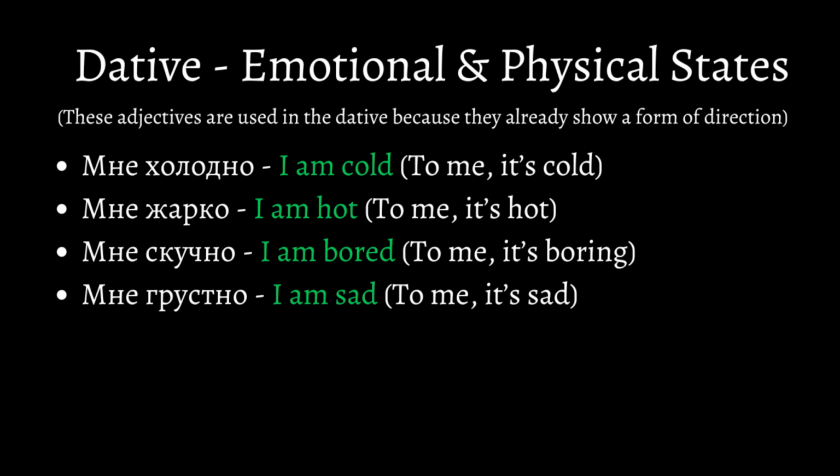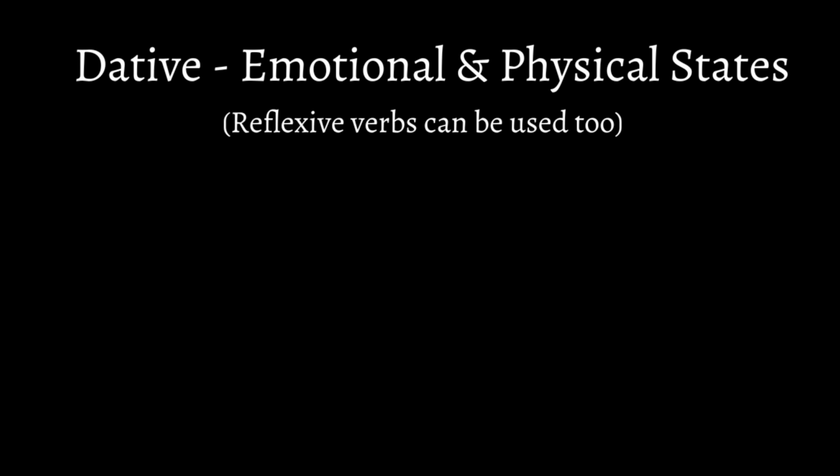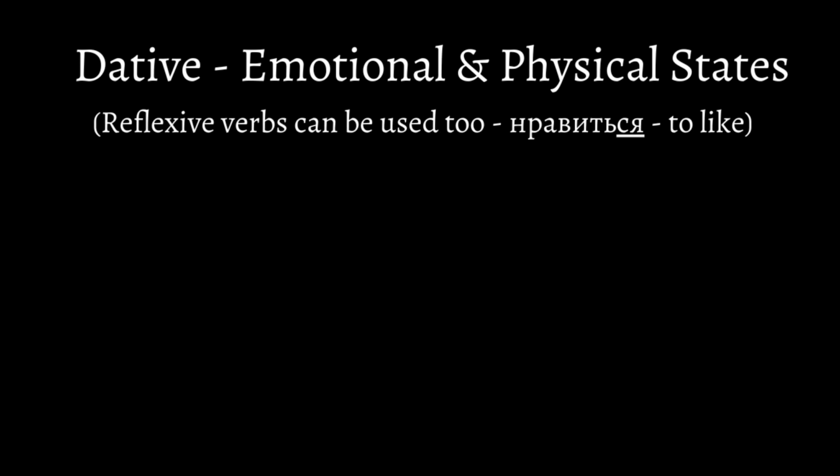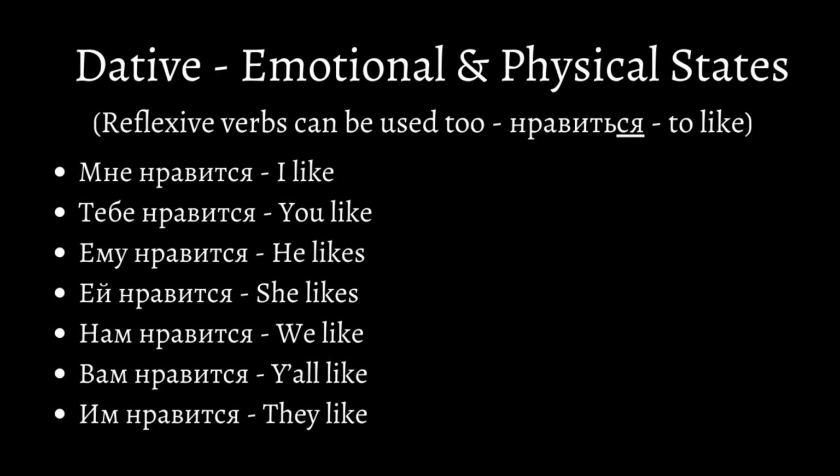Still, these adjectives are not the only way to show a state in the dative. We can use reflexive verbs to show how we feel. Even though it's a topic for a future video, using one useful verb will not hurt anybody, and just from one verb, we can make many sentences. For instance, Russian has the verb нравится, which means to like. It's a reflexive verb because it ends in ся, and also because you apply it to yourself. Still, this is a very important verb that can be used in the dative, and it only has two conjugations, singular and plural. And we can say the following phrases.